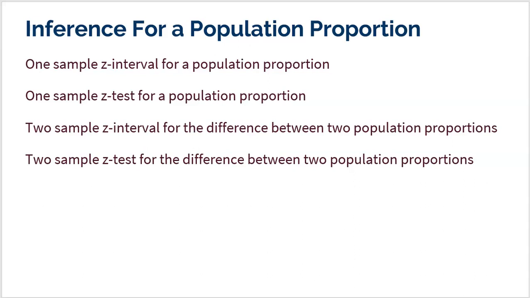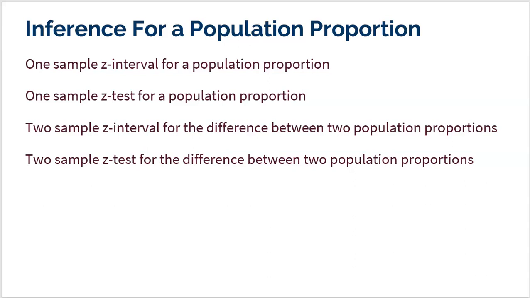So we see the words interval and test here. I hope by now you know what those are. Remember, an interval is when you're simply looking for a population parameter. You have no idea what the population parameter is, so you would like to estimate it with an interval. You find a sample statistic, whether it be a proportion or a mean, and you use that sample to form an interval that you are really confident the true population value lies in.